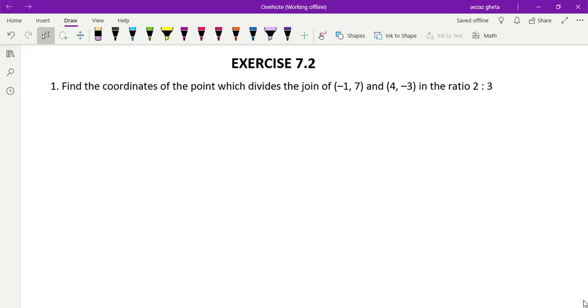I will start the second exercise and you can verify if you are perfect. You can start doing this. Find the coordinates of the point which divides the join of... meaning one line is there.